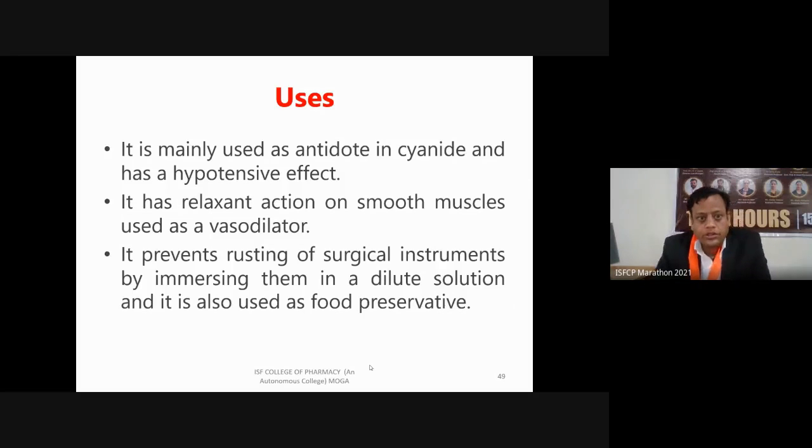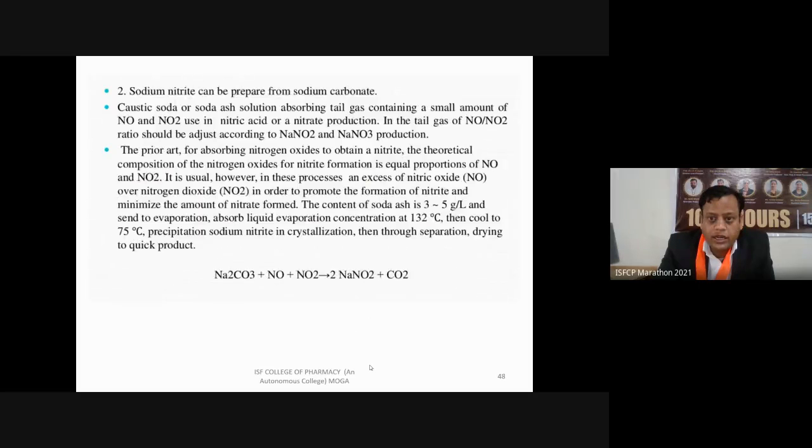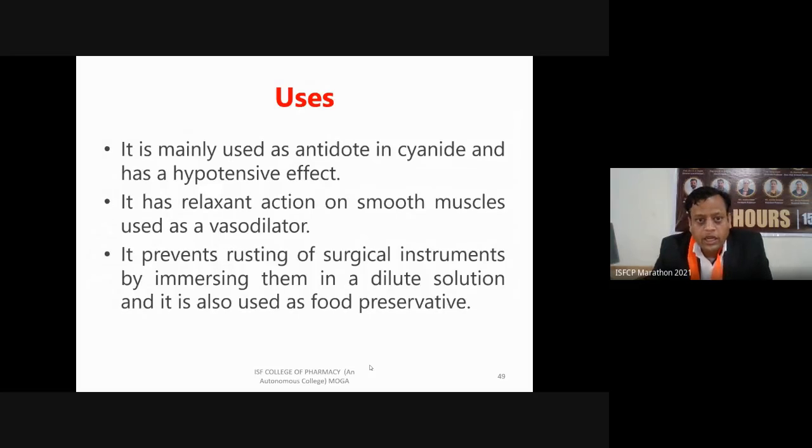Uses: It is mainly used as an antidote in cyanide poisoning and has a hypotensive effect. We already discussed what cyanide poisoning is. So in cyanide poisoning, we use sodium nitrite as an antidote, and it also produces a hypotensive effect. It has a relaxant action on smooth muscles, so it is also used as a vasodilator. It prevents rusting of surgical instruments.